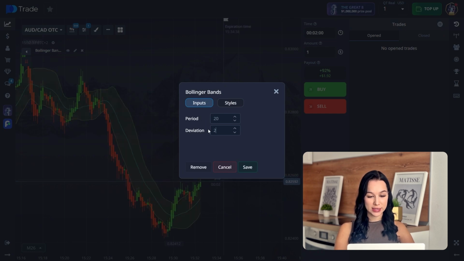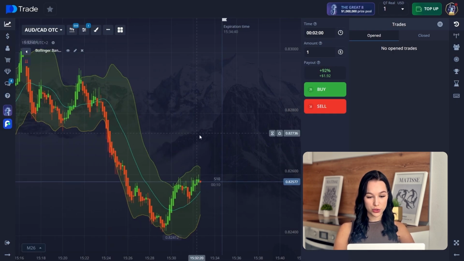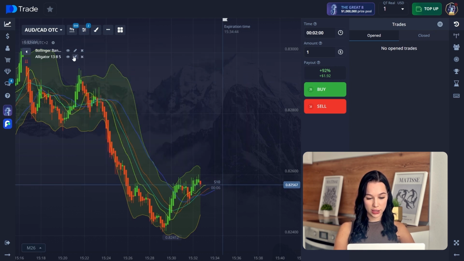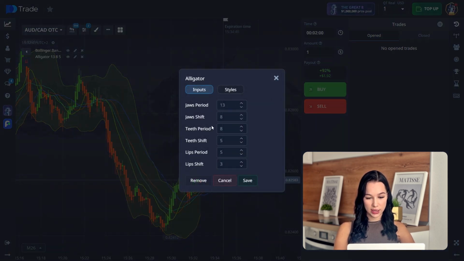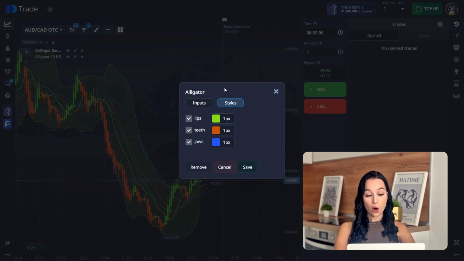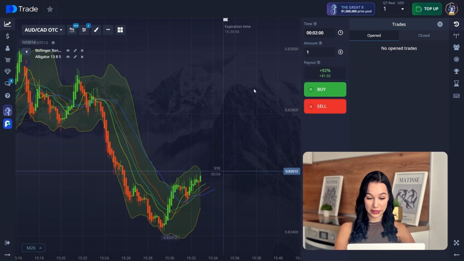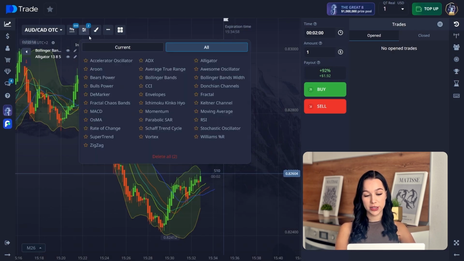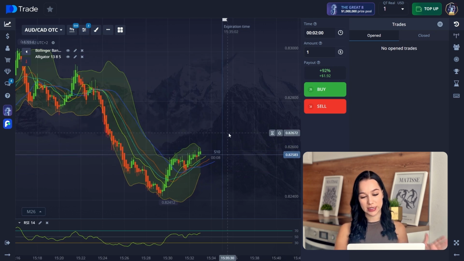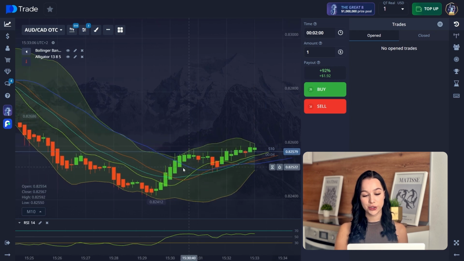And we click Save. After this, we go to the indicators again, choose the Alligator. And we don't change anything in the periods and in the colors as well. We just leave it like that. And also we need the RSI indicator, of course, because we're going to trade on the short time of expiration, so we definitely need it. I explained a lot already about the Alligator indicator, Bollinger Bands and RSI, but of course I'm going to explain it to you more in every situation.